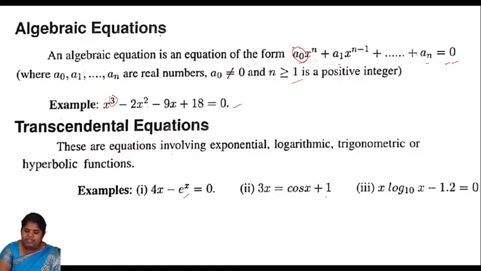And another example, 3x equal to cos x plus 1. Here we are having trigonometric function. And logarithmic equation. In the third example, consider x log to the base 10 of x minus 1.2. So, this is an equation involving logarithmic function. So, these are some of the examples of transcendental equations.